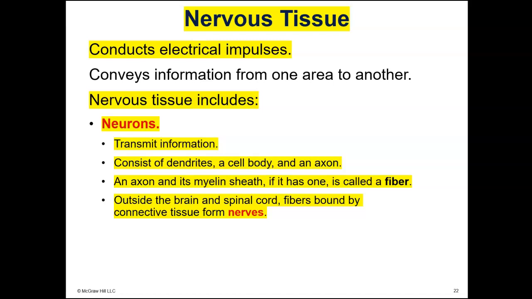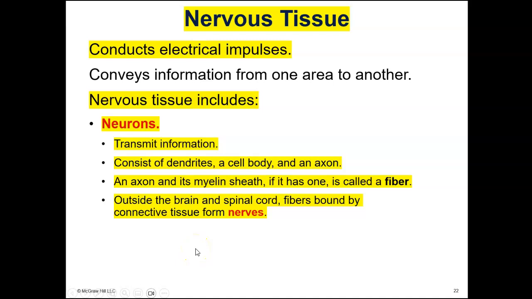Now, moving on to nervous tissue. Nervous tissue is specialized to conduct electrical impulses. The cells of nervous tissue include nerve cells or neurons. A neuron consists of dendrites, a cell body, and an axon. We'll look at a picture in a minute. And axons are often surrounded by insulation called a myelin sheath. The one axon is called a nerve fiber.